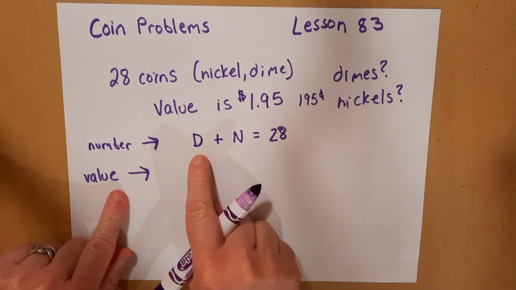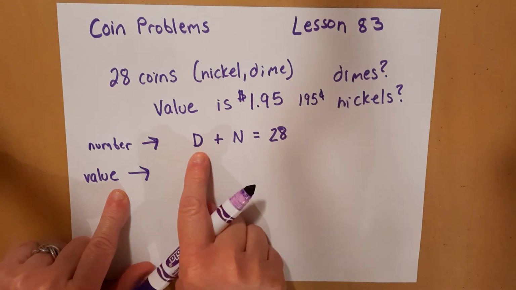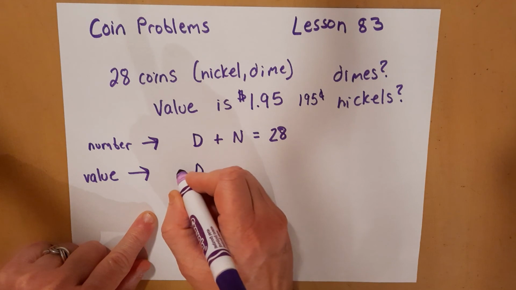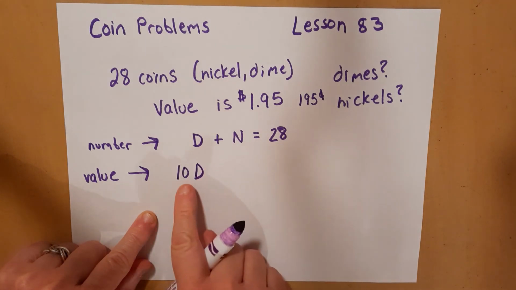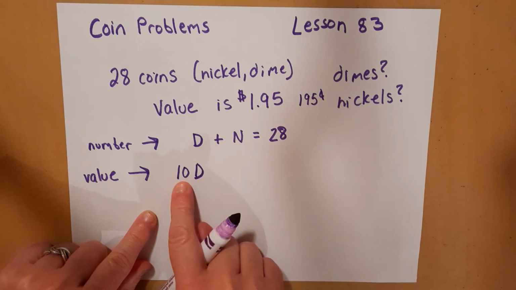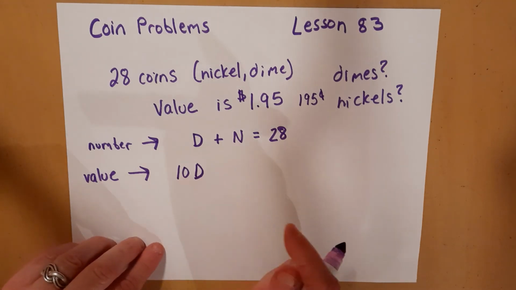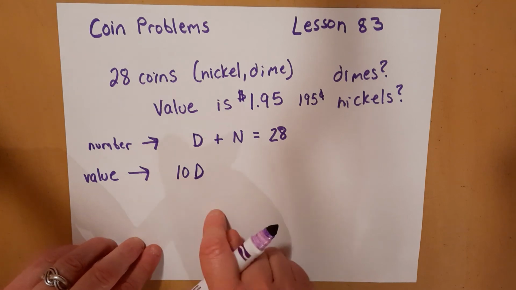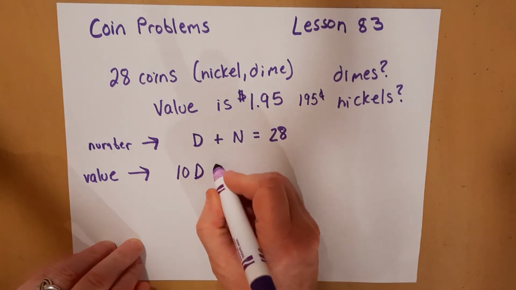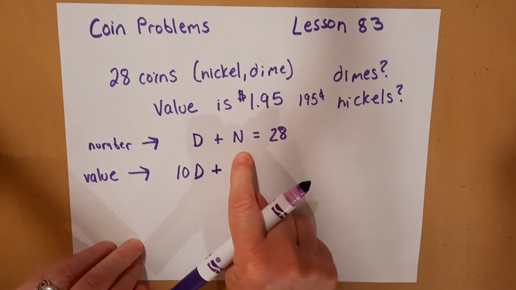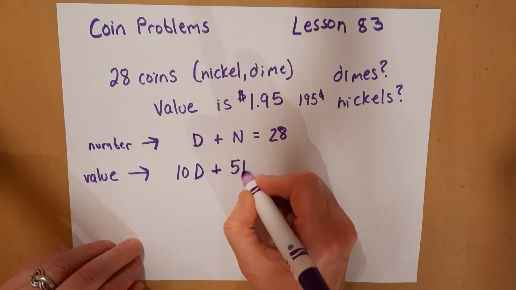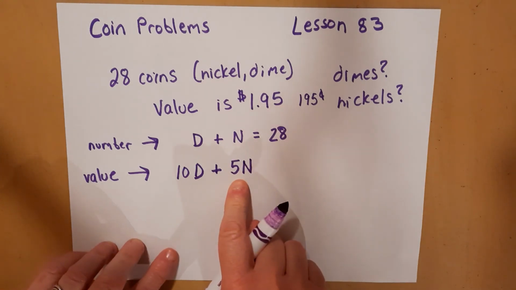So we need to know the value of the dimes that we have. Well, for every dime, it would be worth 10 cents. So we want to write 10D. If somebody has 2 dimes, 2 times 10 is 20. It's worth 20 cents. 3 dimes would be worth 30 cents, and so on. So the value of the dimes here is 10 times D. What would the value of the nickels be? The value of the nickels would be 5 times N, because nickels are worth 5 cents.